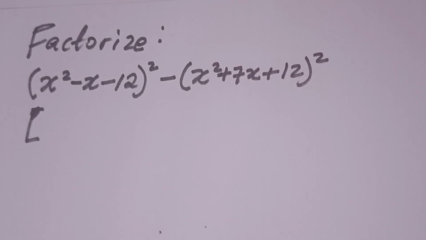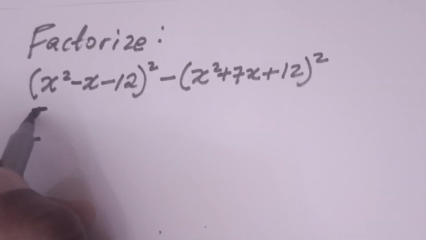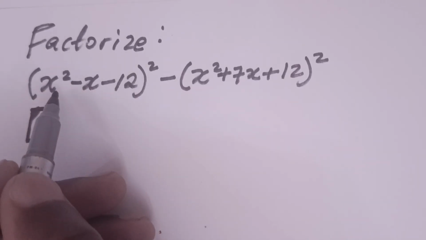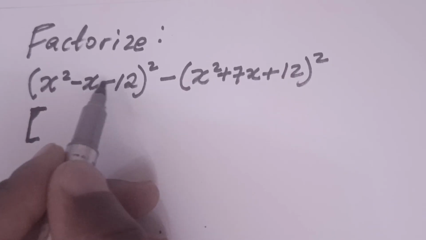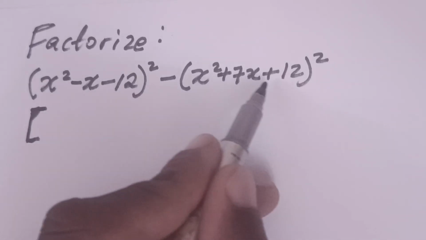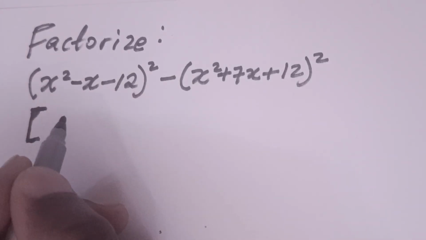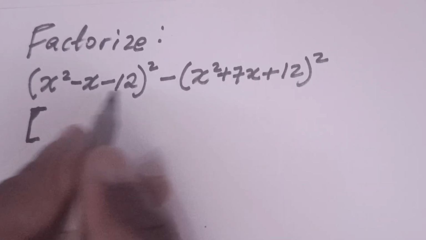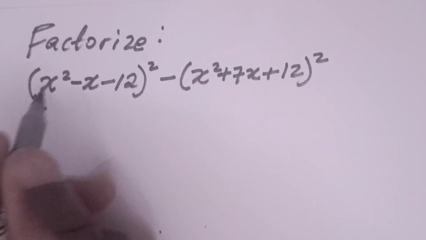Factorize (x² − x − 12)² − (x² + 7x + 12)². As we start this type of factorization, you will realize this bracket is a quadratic expression, and it's squared. Also, this second quadratic expression is squared. So let us first factorize the quadratic expressions themselves, because it will be much easier that way.